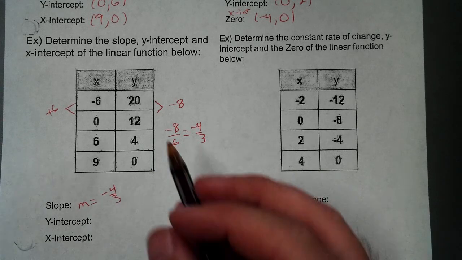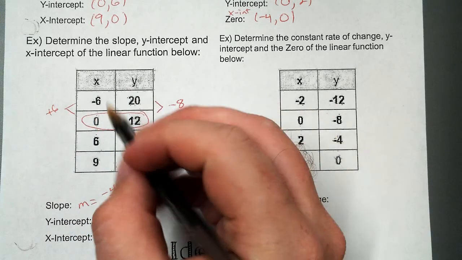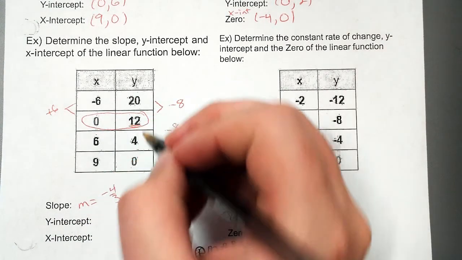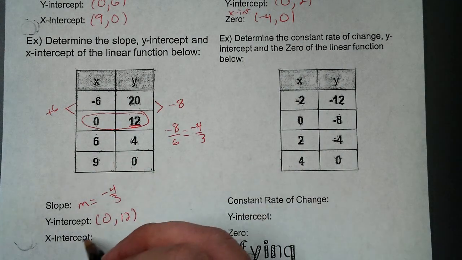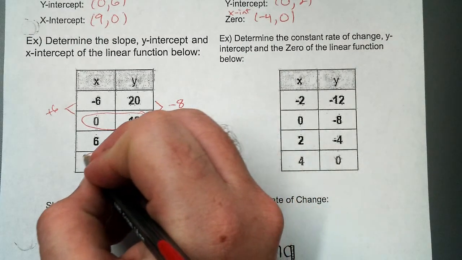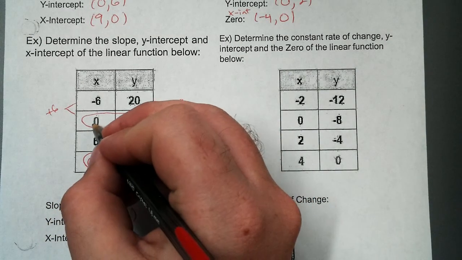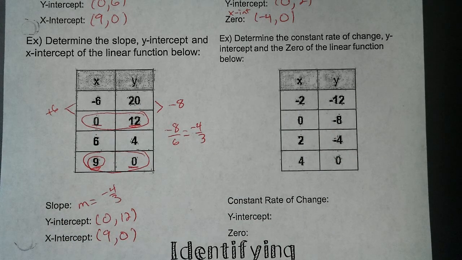Now for our y-intercept, the x has to be 0. One key thing to remember, y-intercept will have a y value, which here is 12. So 0, 12. The x-intercept will have an x value, so the y is 0, and that's going to be 9. So 9, 0. And that's it.